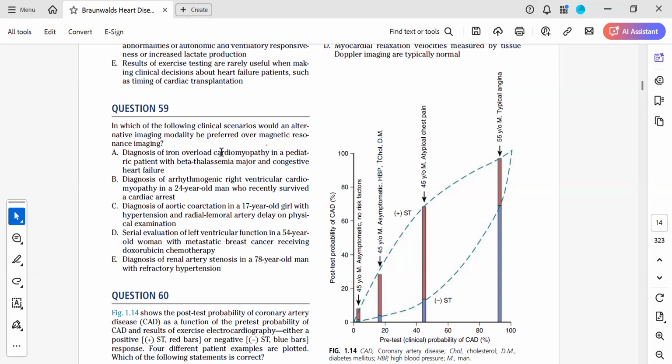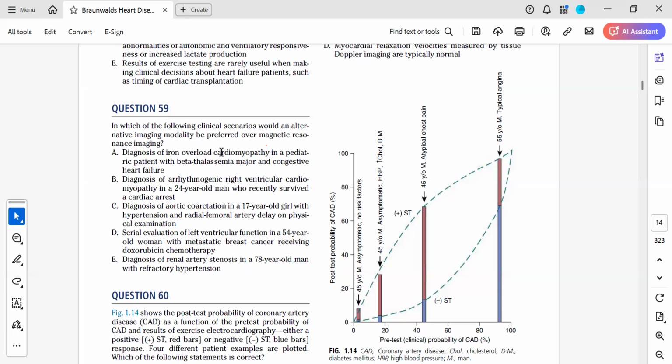For the first patient now, they said stress testing should be pursued in a 45-year-old man with atypical chest pain because if positive, the test will have the best positive predictive value of the cases shown. So this patient described here, a 45-year-old man with atypical chest pain.